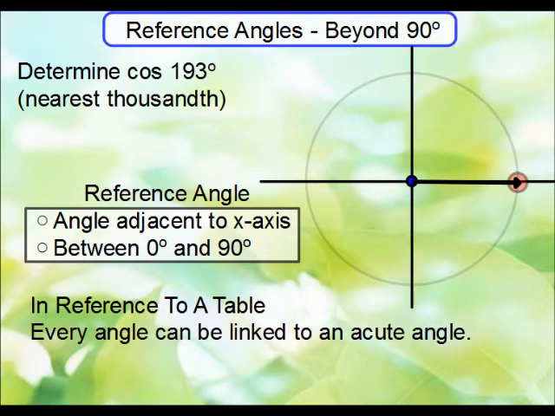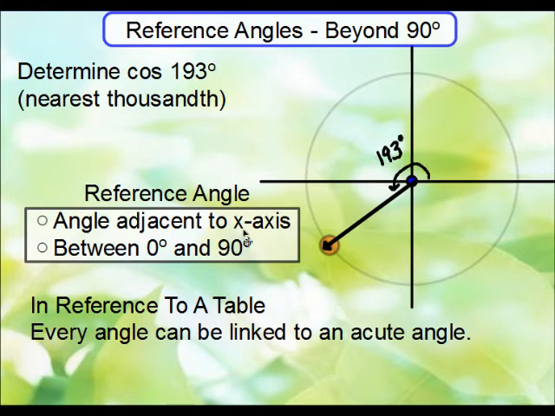Alright, how about we try a second one? Let's determine the cosine of 193 degrees to the nearest thousandth, and we'll do this without a calculator. Let's again kind of draw out 193 degrees. That's of course more than 180, which is halfway around a circle, so a little bit beyond that, and again we're just guesstimating about how far 193 is, but we definitely know that it is in this quadrant. So how about that reference angle?